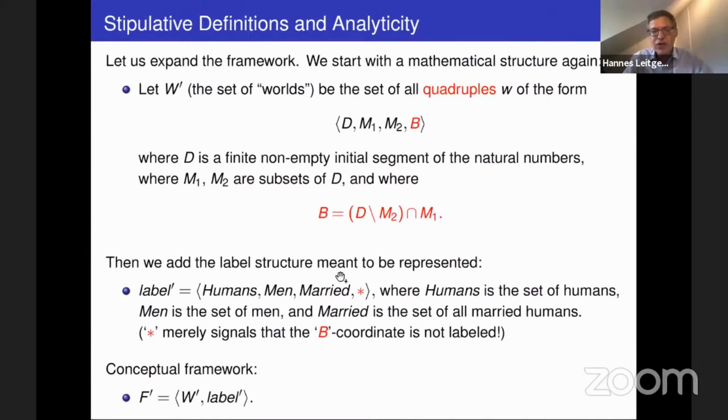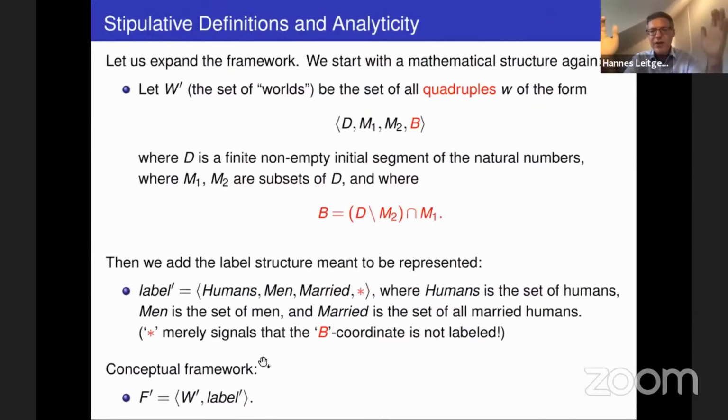And now I add my labeling structure, label prime. So again, I have the set of humans, the set of men, the set of married people. And now I have this funny asterisk here. And this is just a little signal, a mnemotechnical device that tells us, no, I'm not going to label the B component. So this will mean when identifying actuality and truth, I will not compare the B component to the label out there, to the world out there. I will still only compare the D, the M1 and the M2 components. Those are the components for which I still run through all the combinatorial possibilities. Okay? You will see very soon why I do that.